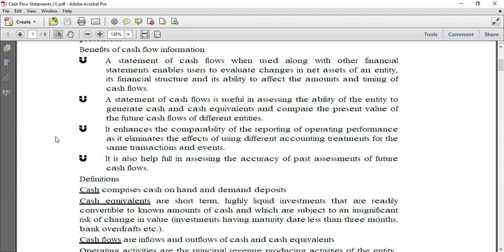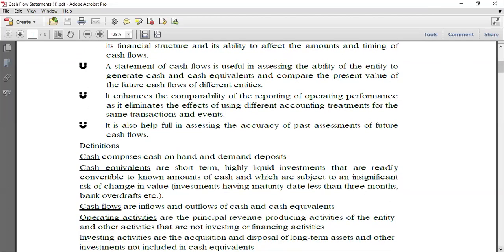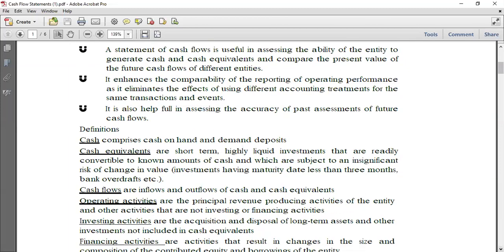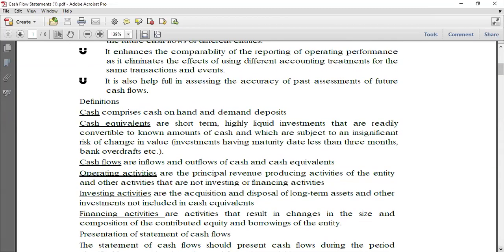And then, of course, it helps us in assessing the accuracy of past assessments of future cash flows. Basically, we can also use the statement of cash flows to determine how likely our cash flows will be within the organization, okay?